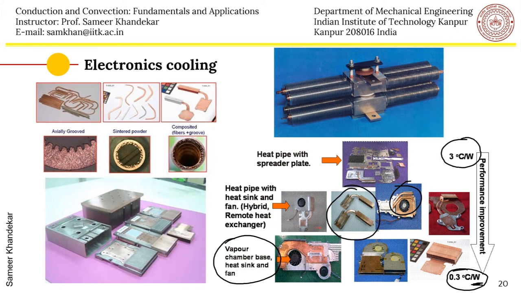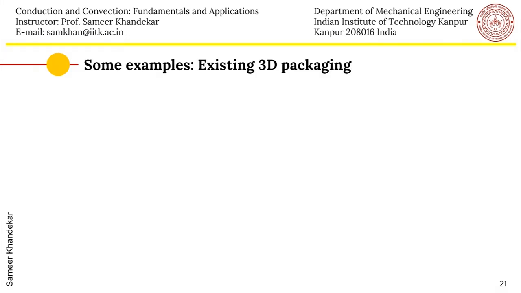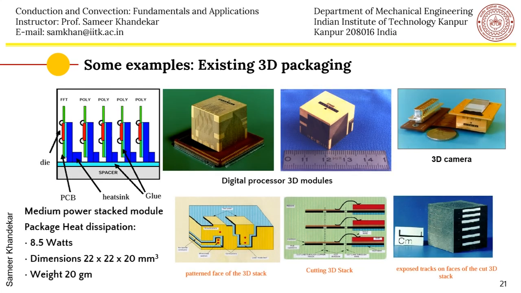We can also move on from a two-dimensional electronic package to a 3D package. So here you see some examples of small 3D packages of the order of 8 to 10 watts, from Alcatel or Nokia or other companies which are experts in such 3D manufacturing, where heat pipes are also embedded as part of the thermal management strategy.